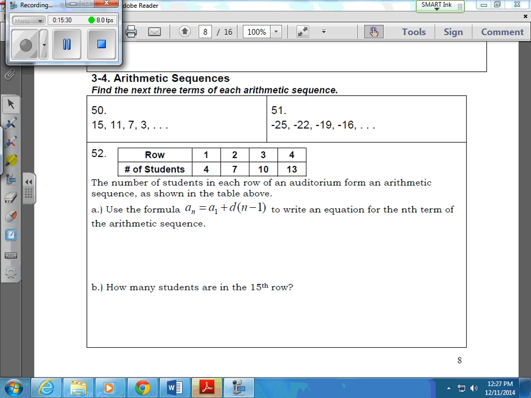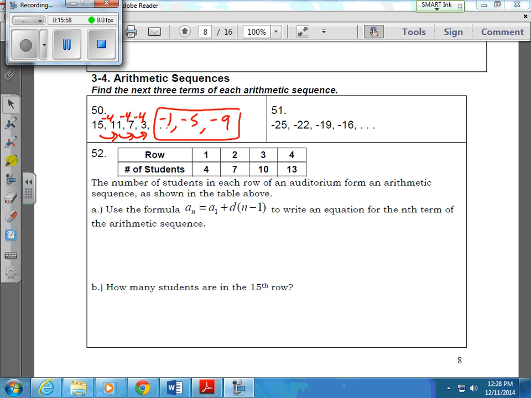Number 50, we're trying to find the next three terms in each arithmetic sequence. So the pattern is, here we had to subtract 4, and then from here to here, 11 to 7 is another decrease of 4. 7 to 3 is a decrease of 4. So the next three terms would be 3 minus 4 would be negative 1, minus 4 would be negative 5, minus 4 again would be negative 9.